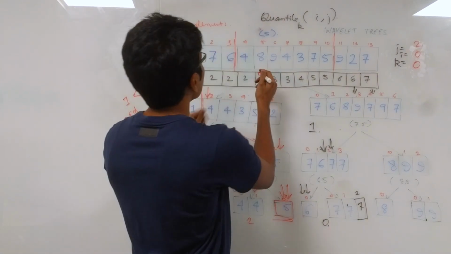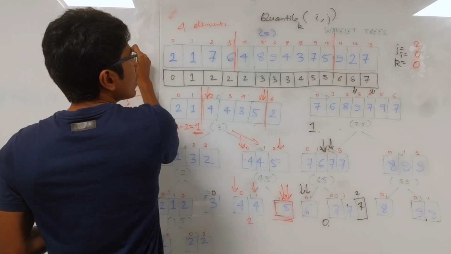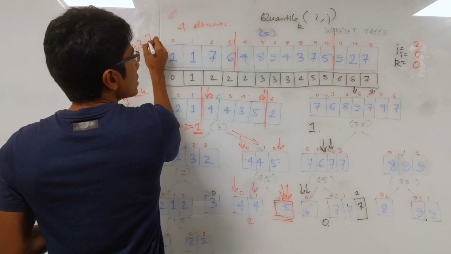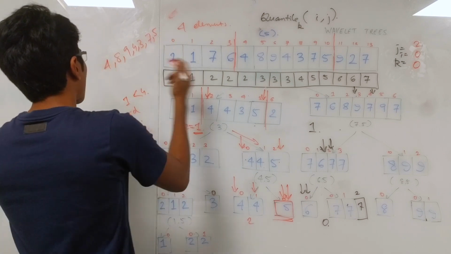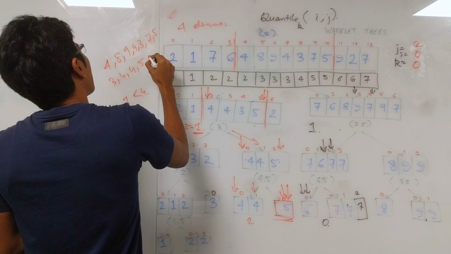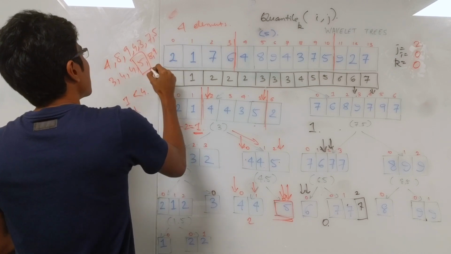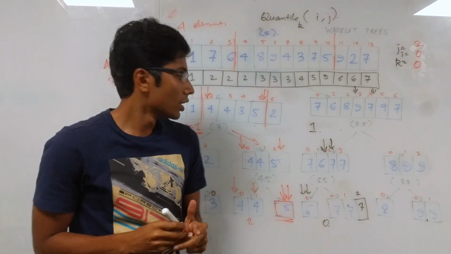And if you see this range, 4, 8, 9, 4, 3, 7, and 5, and you sort them, that gives you 3, 4, 4, 5. I think 8 and 9 are the only remaining elements. So amongst these, the fourth largest is 5. So that's what we got.